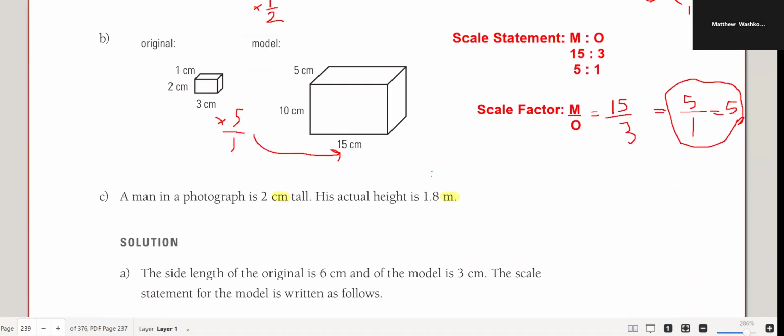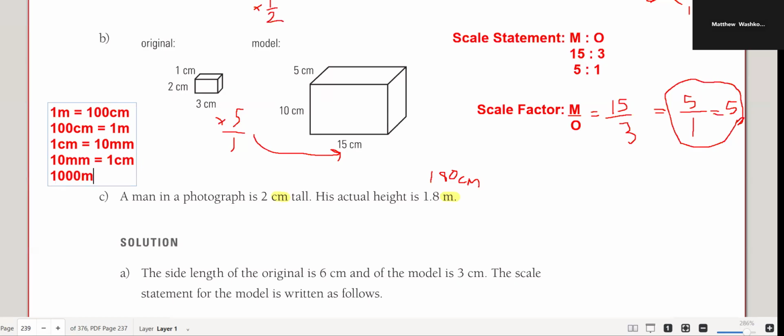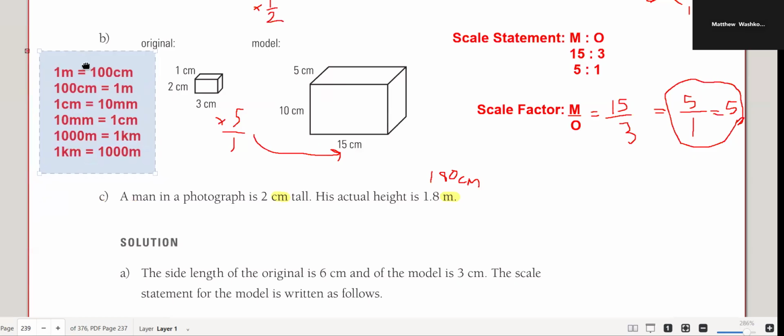In this case, I'm probably going to go to 180 centimeters. But before I even talk about that, 1 meter is 100 centimeters, which means 100 centimeters is 1 meter, right? So I times by 100 or I divide by 100 respectively, depending on which way I'm going. 1 centimeter is 10 millimeters, or 10 millimeters is 1 centimeter. And also 1,000 meters is 1 kilometer, and 1 kilometer is 1,000 meters. So these are going to be the common measurements you see. If you don't know those off the top of your head, you do want to write those down.